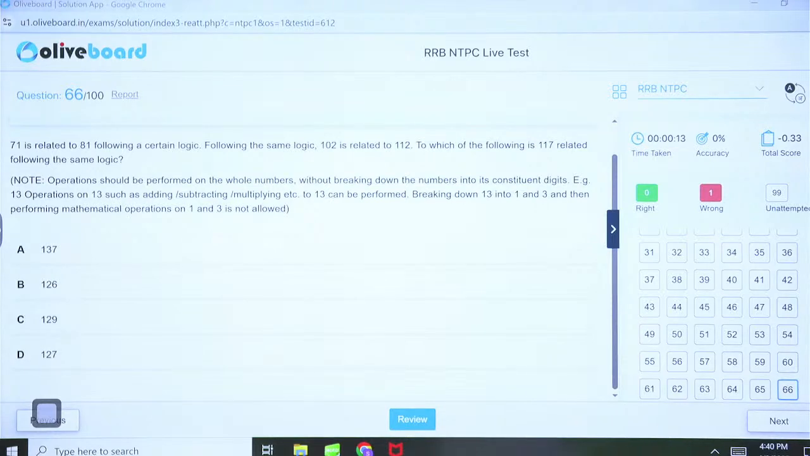Swapnil, I think yes. It's available in 13 languages. I am not sure 100%, but yes. Very easy question, guys.